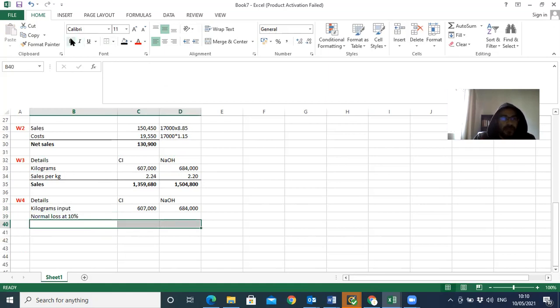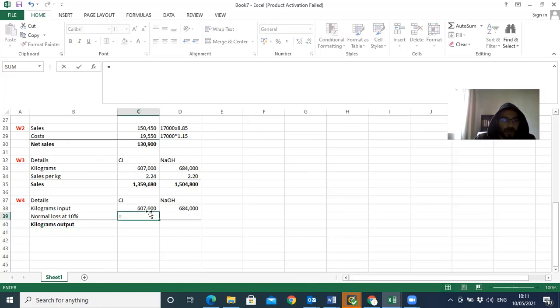So then I'm going to have kilograms output. Kilograms output is basically 90% of what you put in. Okay, so here's a 10% loss, so this is equal to that multiplied by 10%. Same thing over here. So here we're just going to do that minus what's lost. So we end up with 90%.